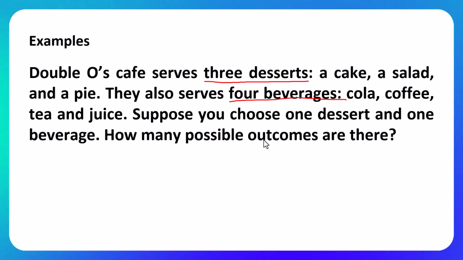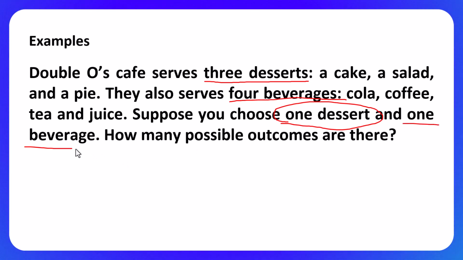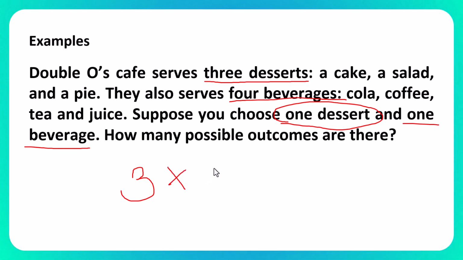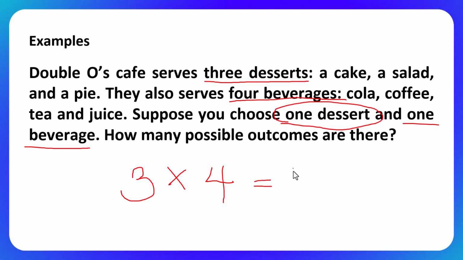Suppose you choose 1 dessert and 1 beverage. All right, how many possible outcomes are there? So in the dessert category, we have 3 choices. And then in the beverage category, we have 4 different choices. So 3 times 4 would be 12.